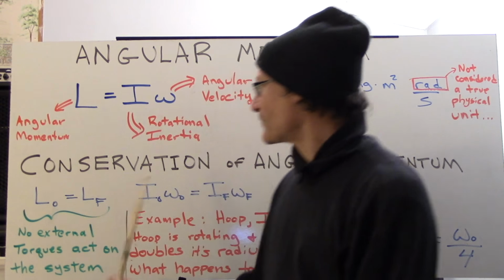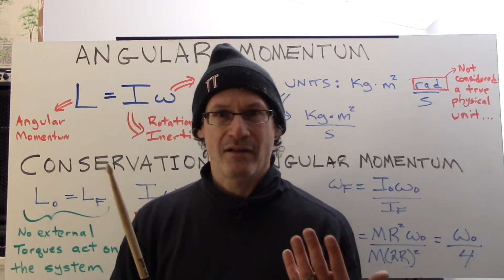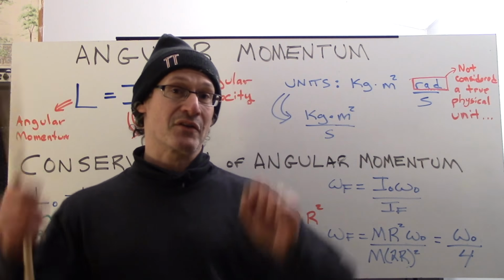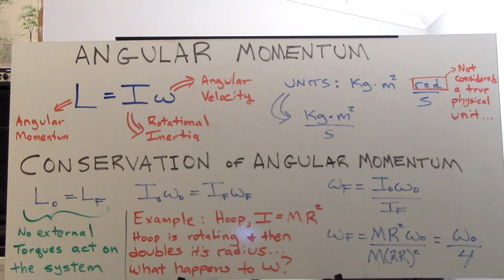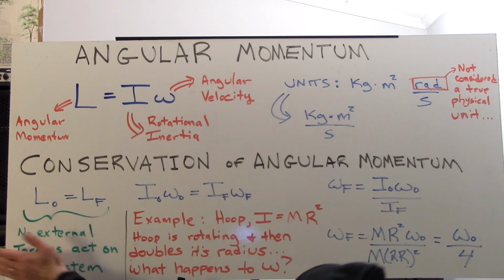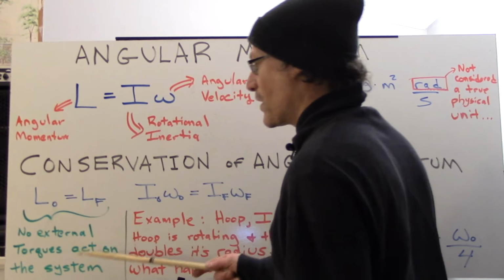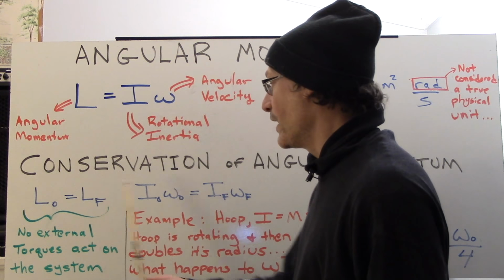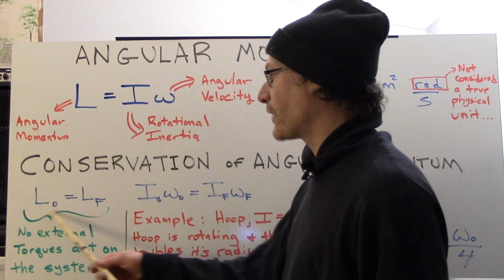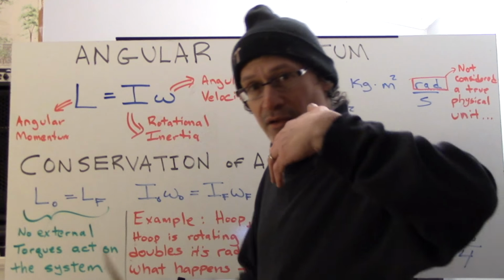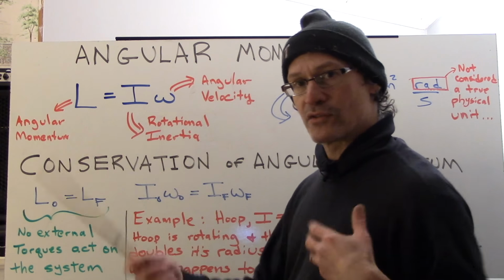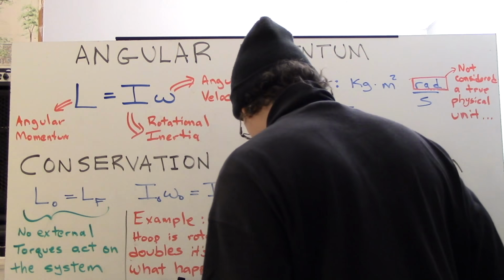Certainly. Alright. So that's it really for angular momentum, but it really gets used when we consider the conservation of angular momentum. Alright? So, what does that mean? When there are no external torques that act on the system, because that would be a no-no for conservation stuff, we got L naught equals L final. That's it. The angular momentum that we begin with is the same as the angular momentum that we end with. It just gets rearranged.